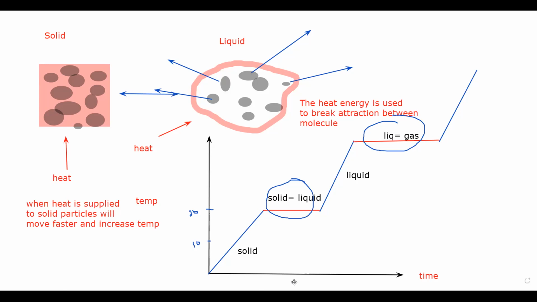So I'll repeat. First, we have a solid. We are supplying heat energy to a solid. The particles will move faster. At a certain temperature, the particles, instead of moving faster, move away from each other. At that temperature, the state will change into liquid. When you further supply energy, the temperature of the liquid will rise, and at a certain temperature, the liquid will convert into gas, and we call that boiling.